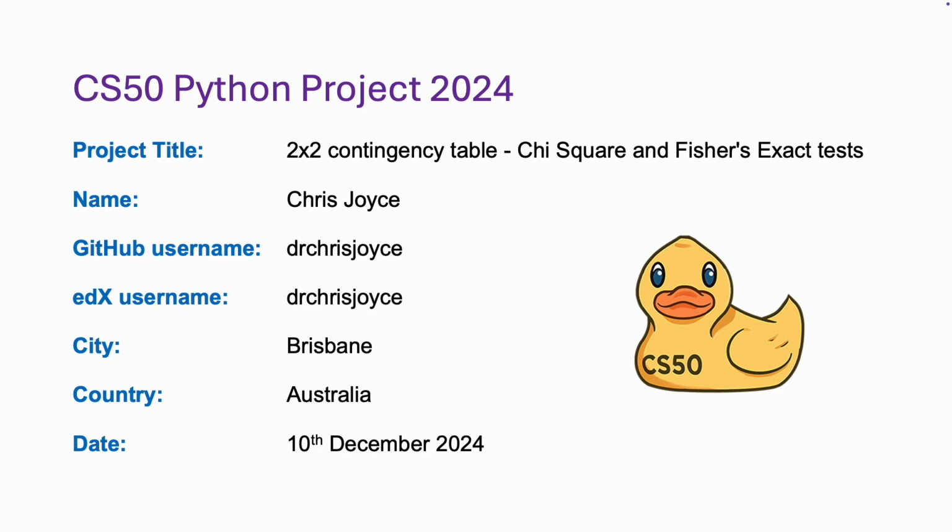The aim of this project was to make a graphical user interface which allows the user to enter categorical data into a 2x2 table and calculate statistical significance, either with a chi-square test or a Fisher's exact test.